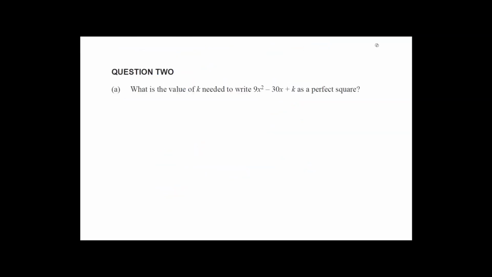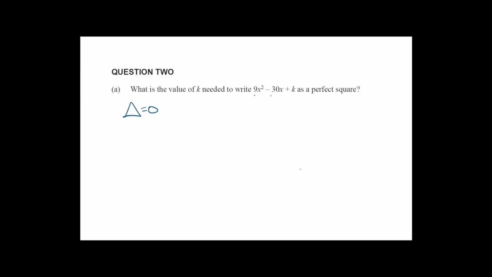Moving right along. Question 2. What is the value of k needed to write 9x squared minus 30x plus k as a perfect square? If it's a perfect square, it has a determinant equal to 0, meaning it's just going to touch the x-axis and nothing more. So what do we do from here?